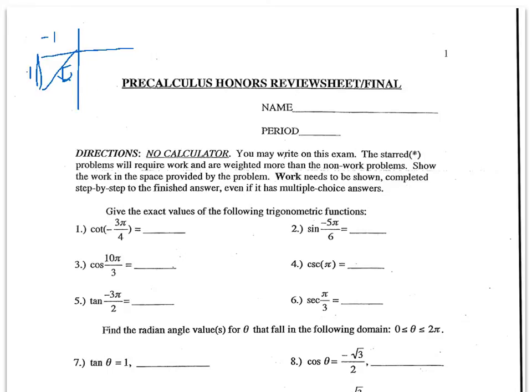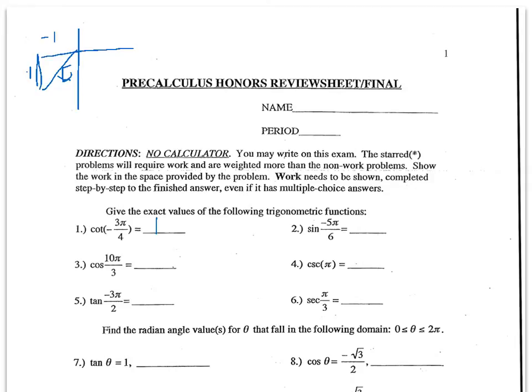And then we also want to remember that cotangent is the inverse of tangent, or the reciprocal of tangent. So tangent would normally be -1 over -1, and cotangent would be the same, just flipped over. So the value is 1.